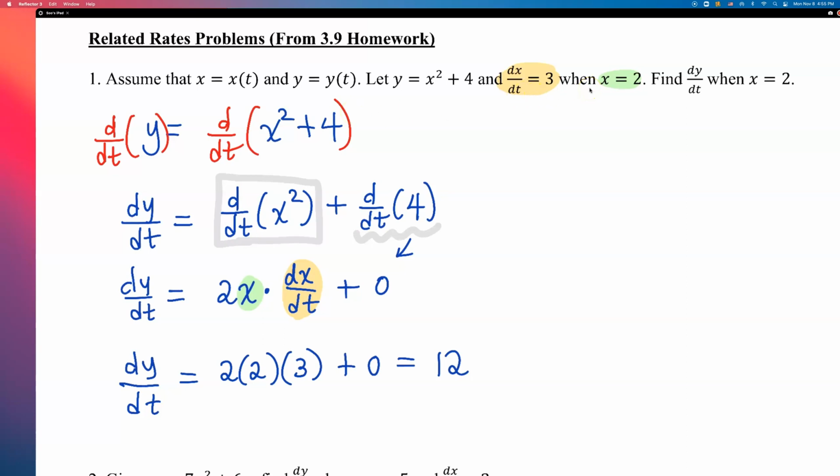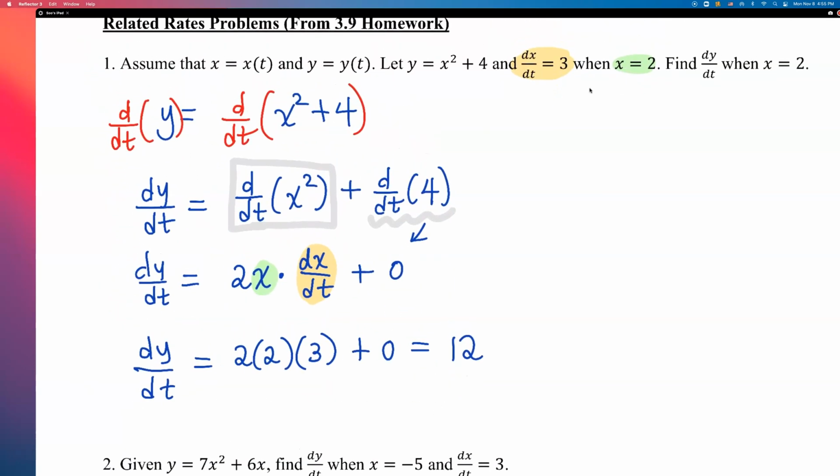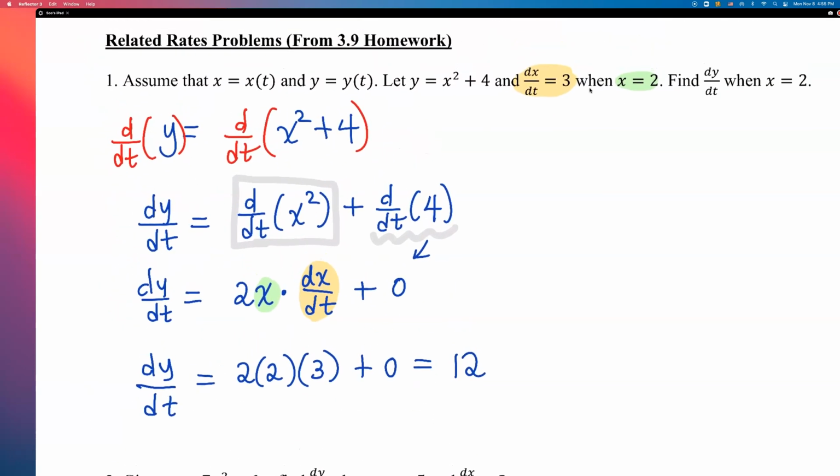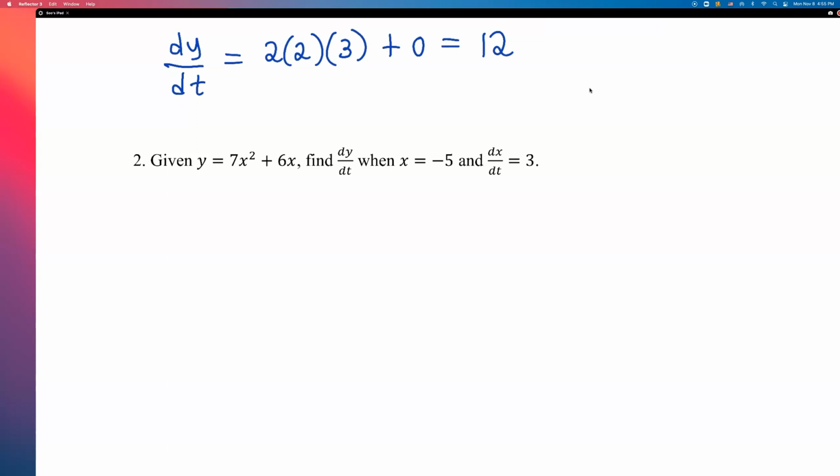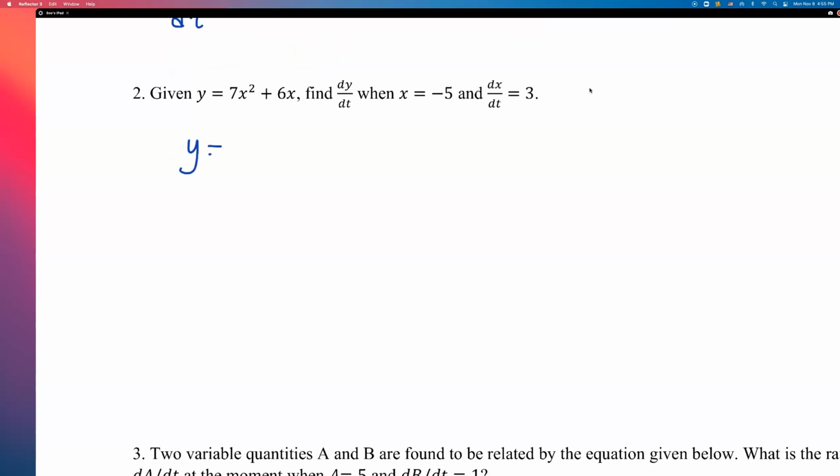And sometimes you have to find unknown pieces. I think number 3 is like that, but number 2 is similar. So let me go over one more in this video, okay? They gave us an equation: y equals 7x squared plus 6x.